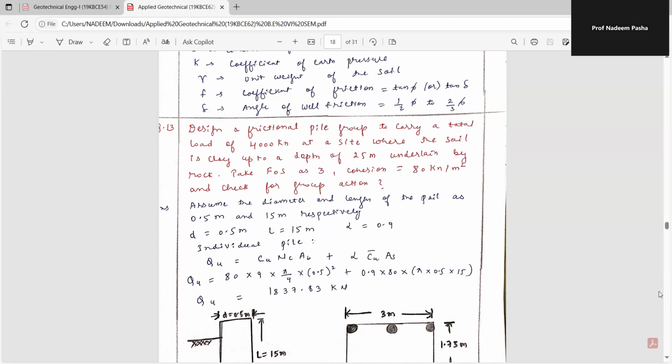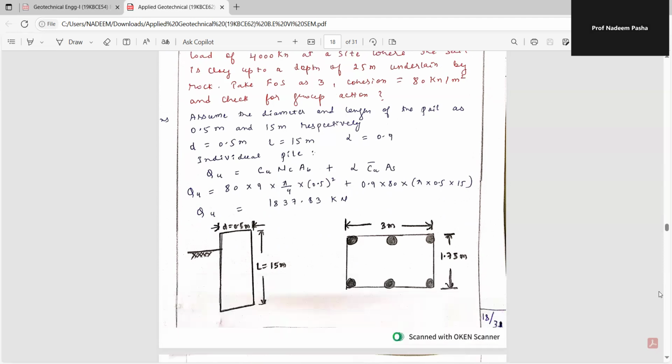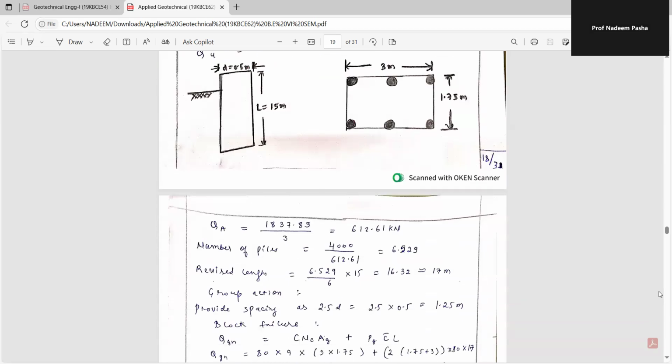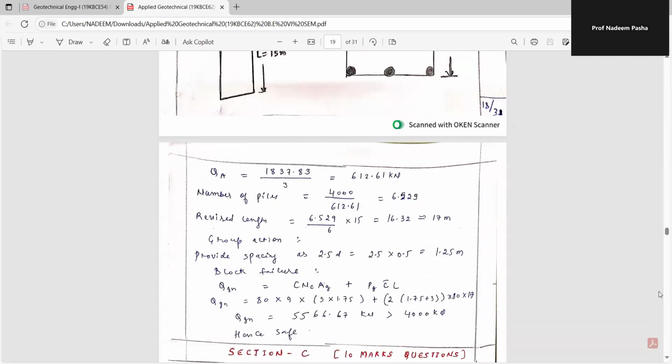Individual pile QU equals CU into NC into AB plus alpha CU bar AS. So if you do the calculation, QU comes out to be 1837.83, or QA, if you do the calculation, comes out to be 612.613 kilonewton. Number of piles is 4000 by QA. It comes out to be 6.529. Revised length is 6.529 by 6 into 15, so it is equal to 16.32. So we are assuming the length to be 17 meter.